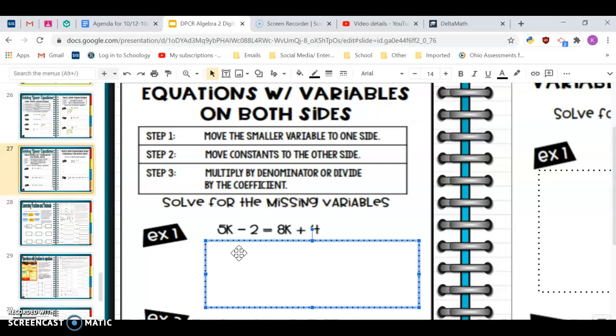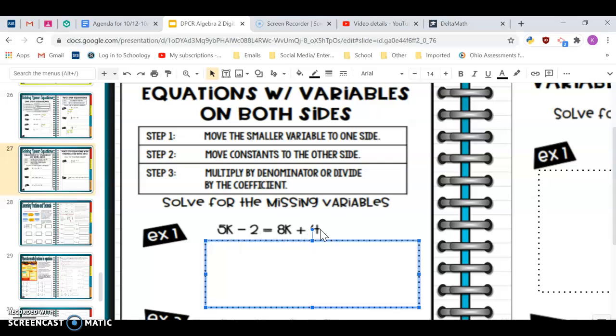So let's take a look at this first one here. This one we have 5k minus 2 equals 8k plus 4. So we want to get all the variables to one side, all our constants to the other. What I like to do is take whichever variable is smaller and move that to the other side, personally. So we start off with this.